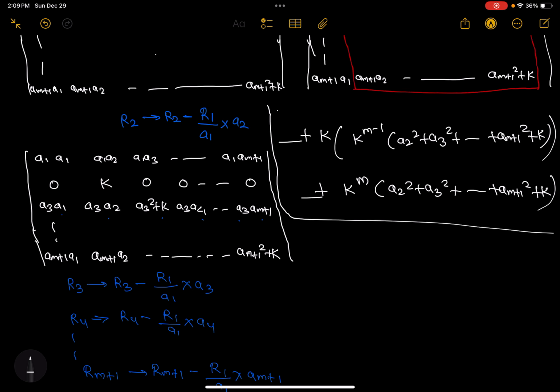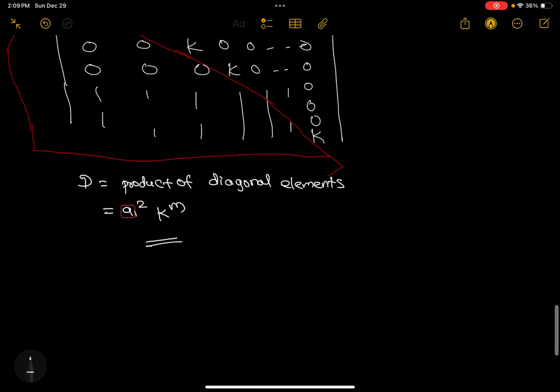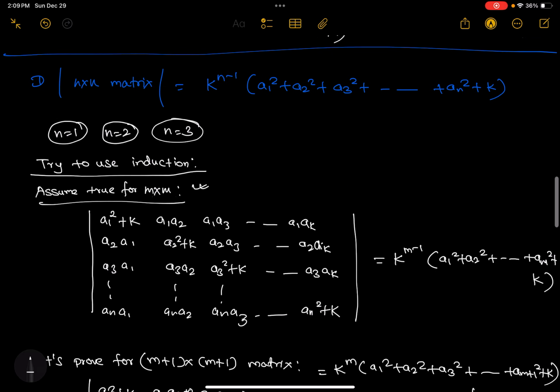So now the determinant is a1 square plus k to the power m. I can write it over here. The determinant of this matrix is just a1 square plus k to the power m, and now take the k to the power m common and we get our result. So what happened is when we assume it true for an m by m matrix, it's automatically true for an (m plus 1) by (m plus 1) matrix. And again, it will be true for (m plus 2) by (m plus 2). It goes on, so it's true for all integers greater than 1, and definitely for any n greater than 1.